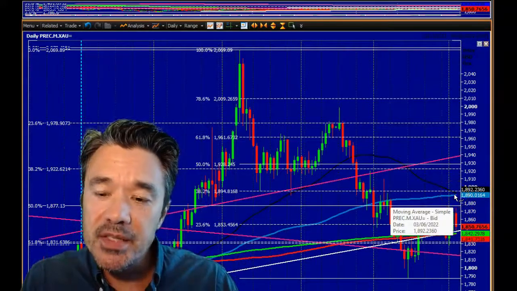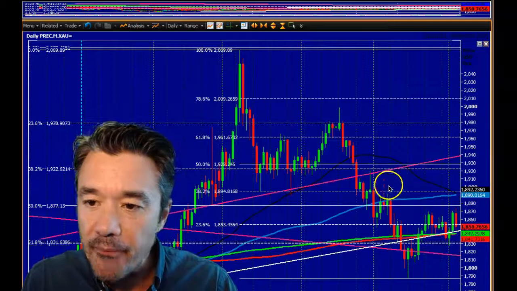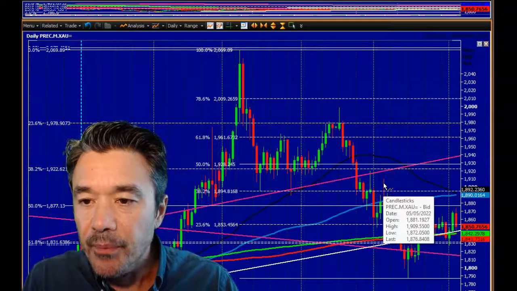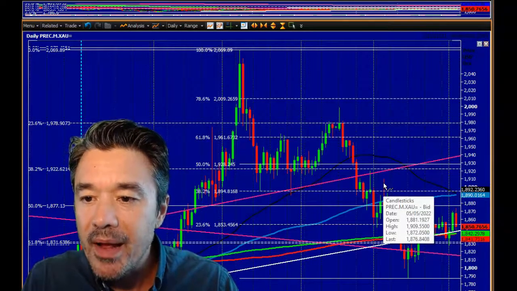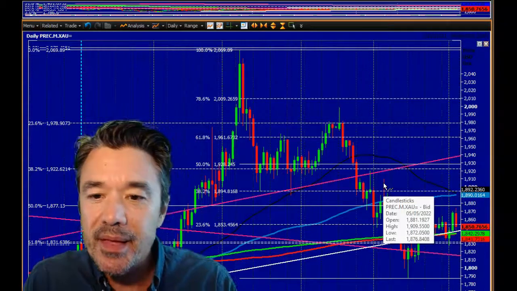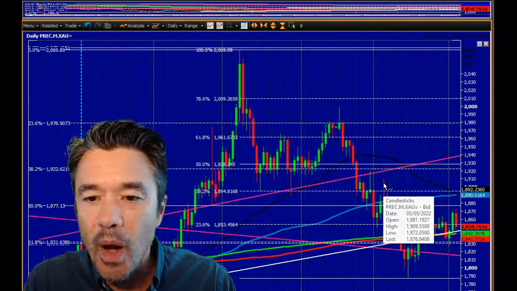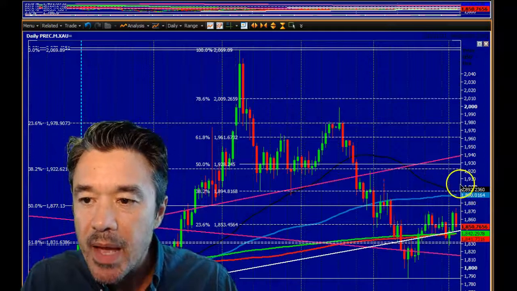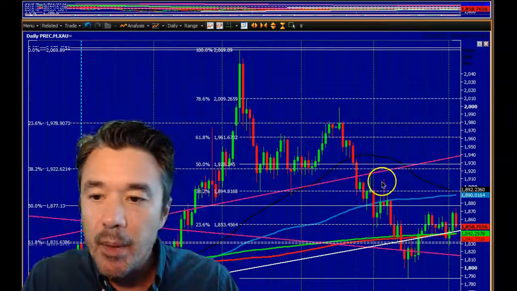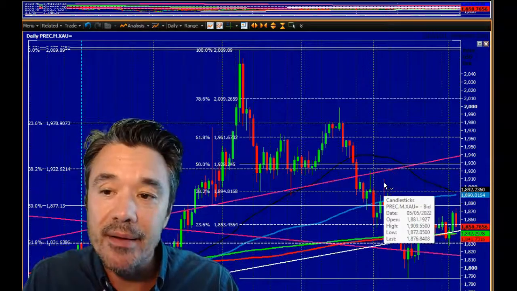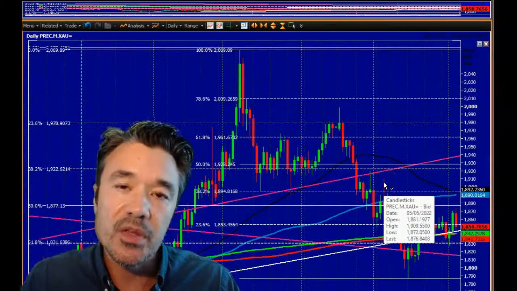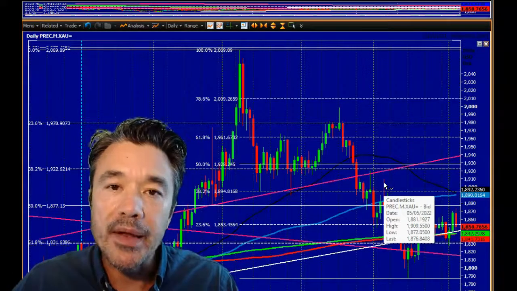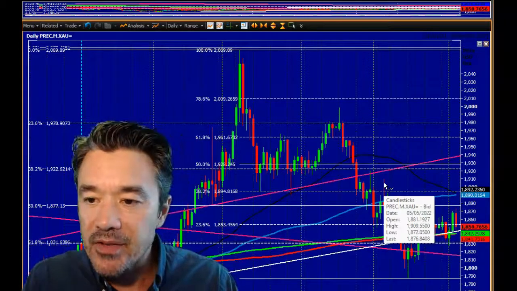Shorting at 1890, 1895, I think it's worth it. I would suggest a stop above this spike high from May, which is at 1910. That gives you quite a wide stop, wider than I would really want, to be fair. Maybe 1905 will be enough, but if we break above 1910, then I would suggest that gold is going to continue higher. Now, I'll probably look at that next week on my YouTube channel, but that's enough for gold for now.